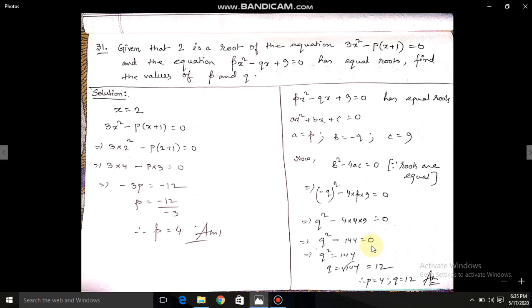So q square minus 144 is equal to 0. So q square is equal to 144. q is equal to root over 144, that is equal to 12. Therefore the value of p is equal to 4 and the value of q is 12. So I hope you have understood the sum.